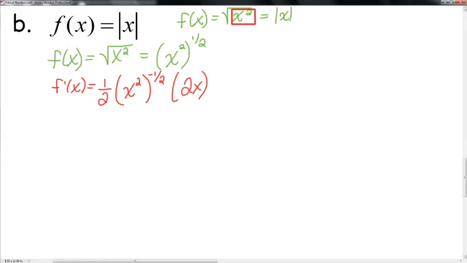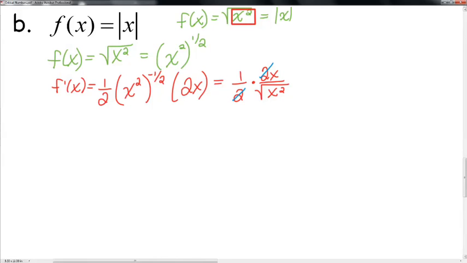My 2's are going to cancel, and I'm going to be left with x over the square root of x squared. Alright, now let's set our numerator and our denominator equal to 0. So here let's start with our denominator. What values of x make the square root of x squared equal to 0? Well, I'm hoping you're coming up with 0.